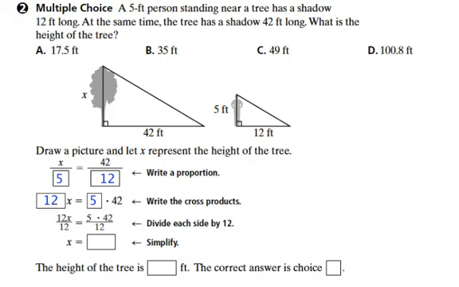12 times x is 12x. 5 times 42 is 210. Now we divide both sides by 12. 12x over 12, the 12s cancel out, leaving x. 210 divided by 12 equals 17.5. So the height of the tree is 17.5 feet. The correct answer choice is A.